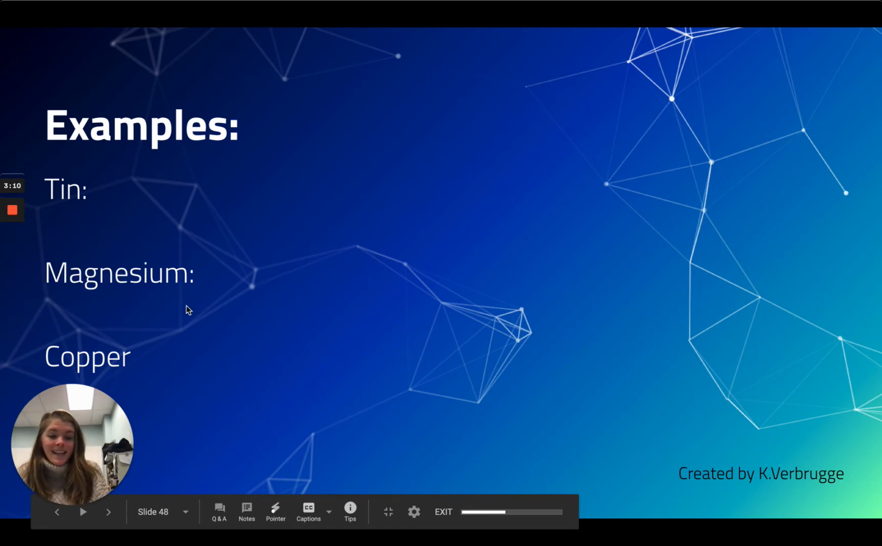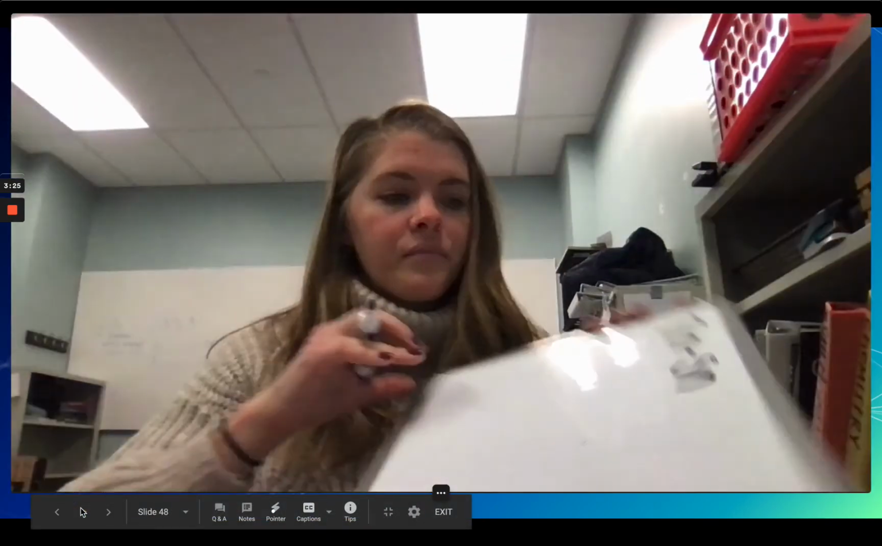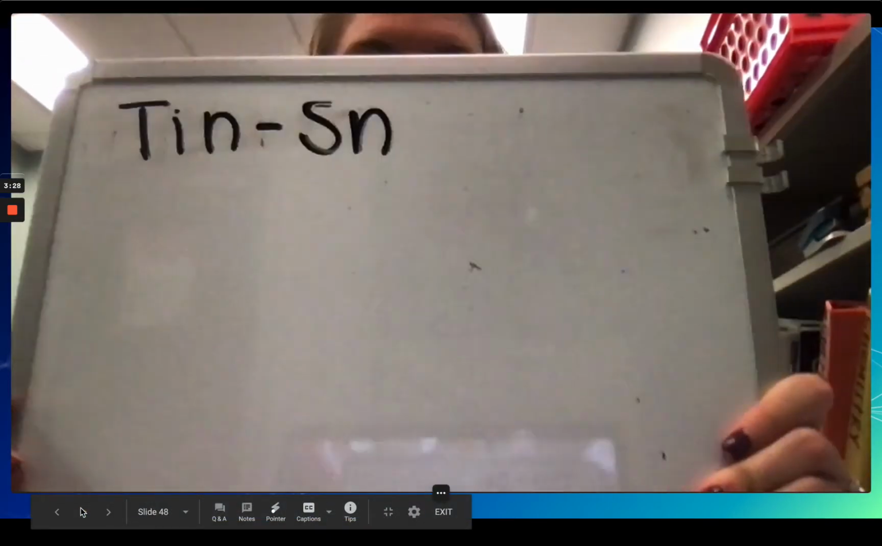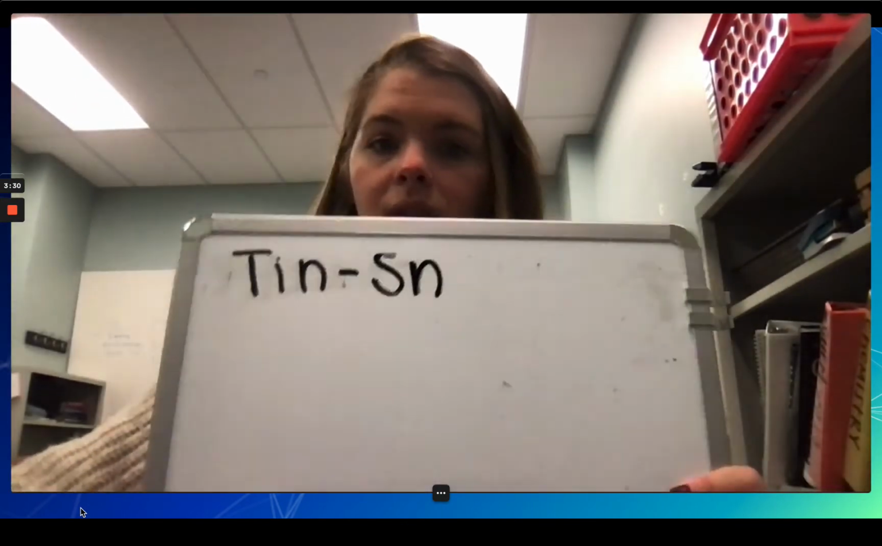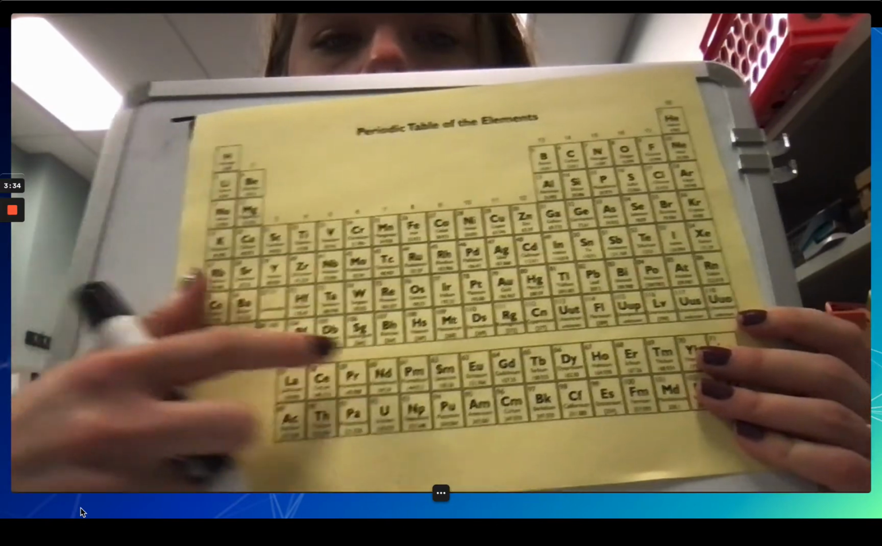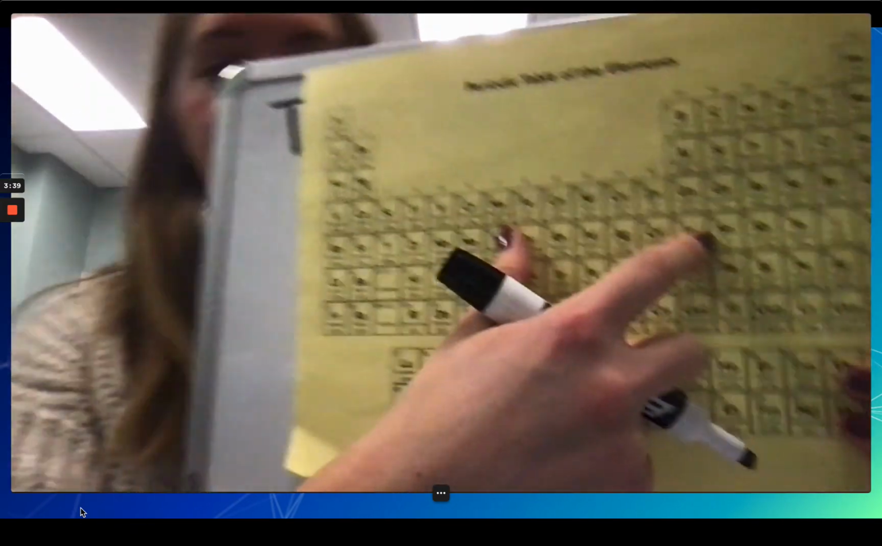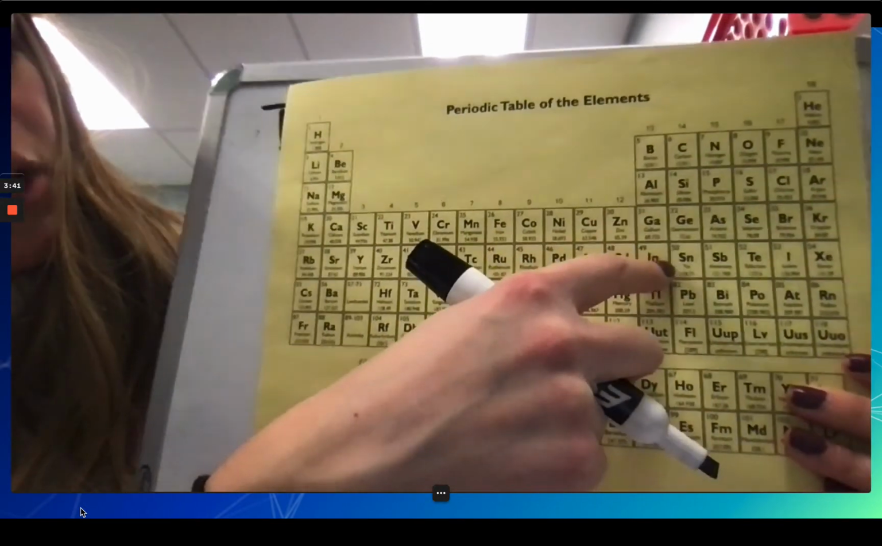So we're going to look at tin as our example. Tin is located on the periodic table at spot number 50 with periodic table symbol Sn. So let me go ahead and make this bigger. Okay, so we're looking at tin. If we look at our periodic table here, tin is located right here. We need to find the noble gas that's before tin. So in order to do that, we're going to go backwards from tin.